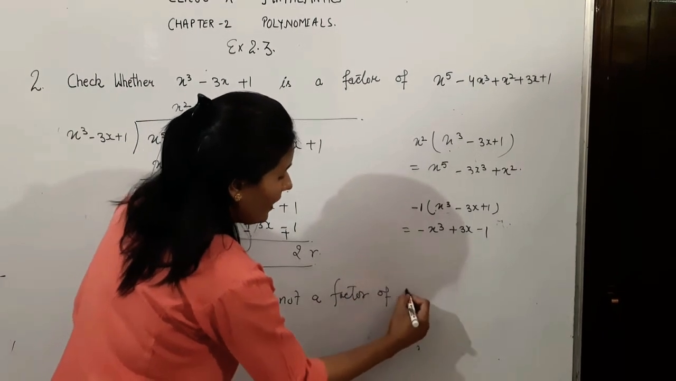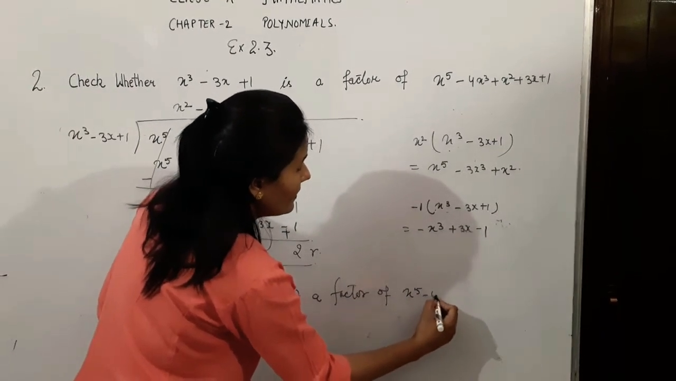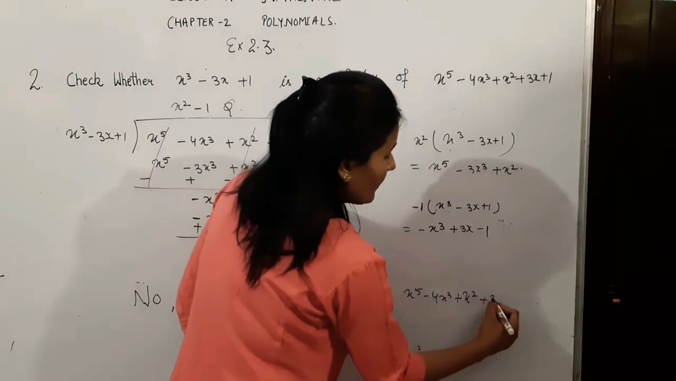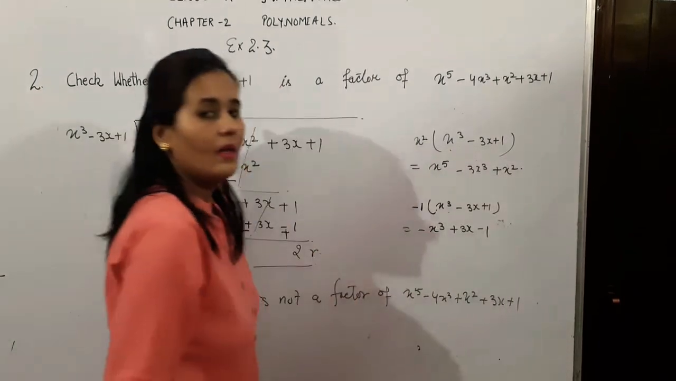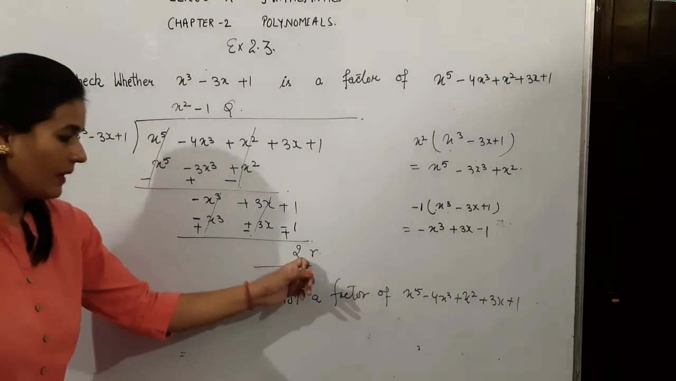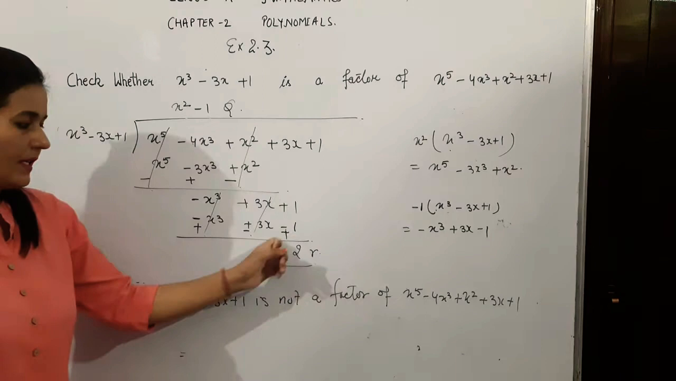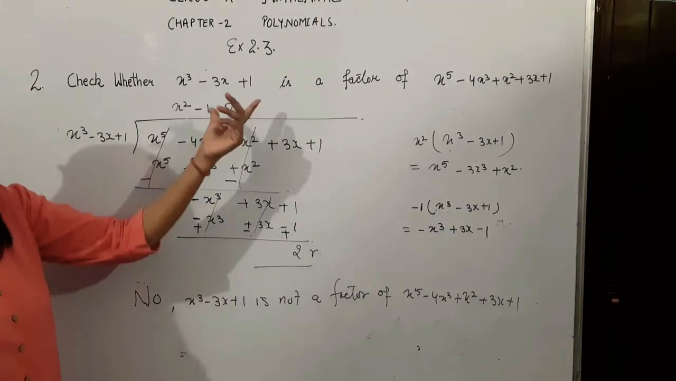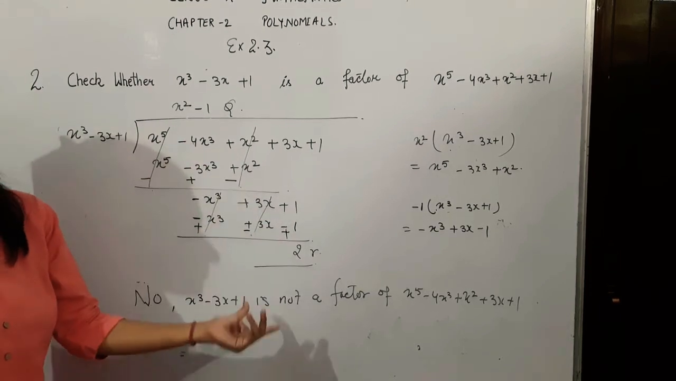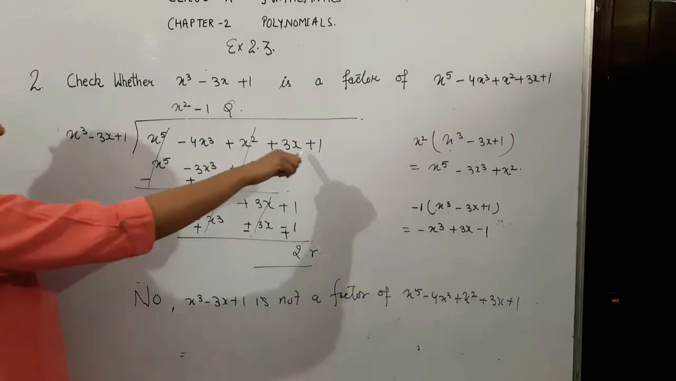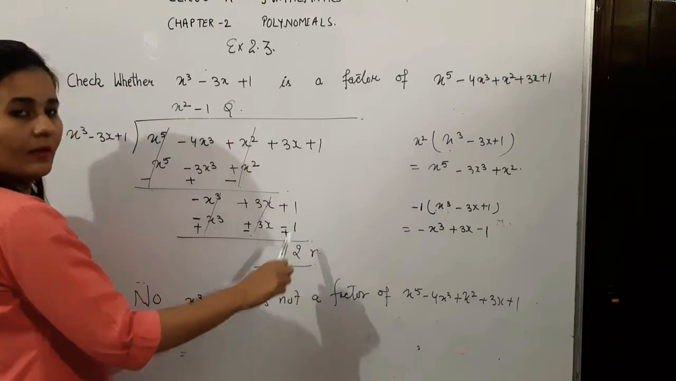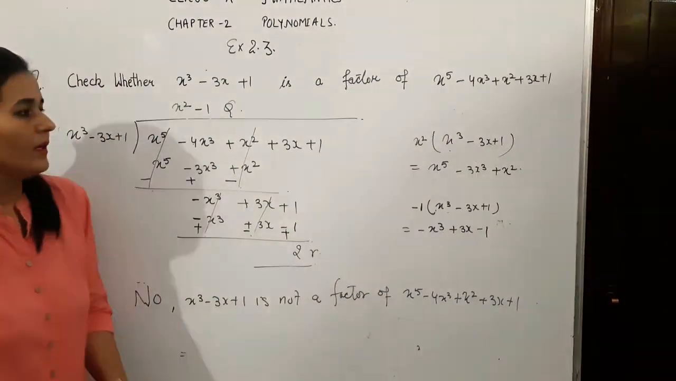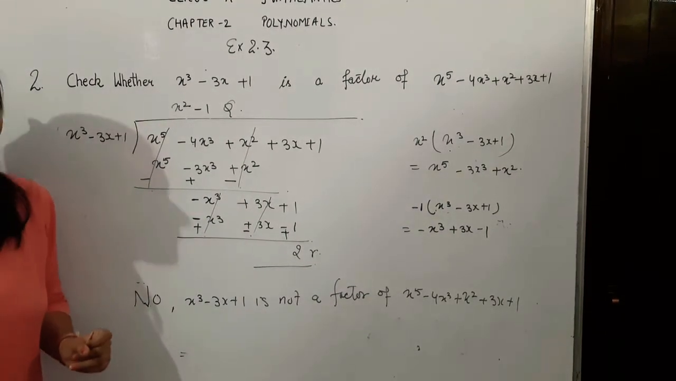of x5 minus 4x cube plus x square plus 3x plus 1. So, if in any question the remainder comes to be 0, then you will be writing yes, this is the factor of this, right? Because it divides the dividend completely. Divisor divides the dividend completely, showing this remainder 0. In that case only the answer is yes. So, note it down and then we will see the next question.